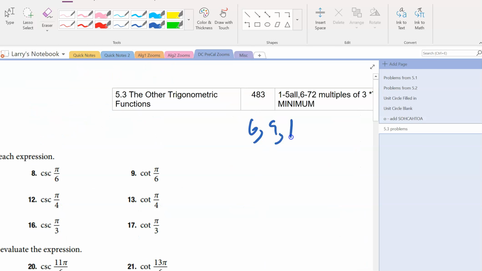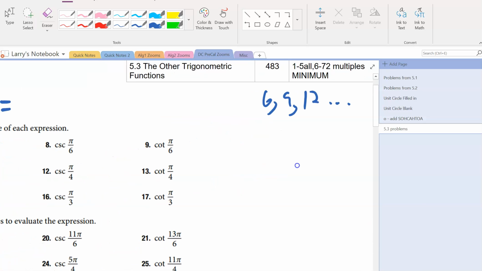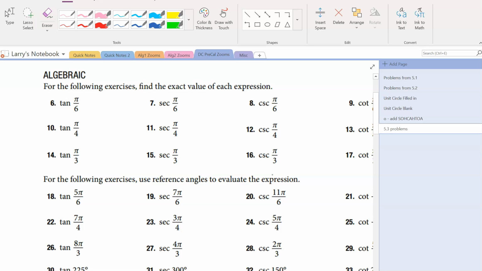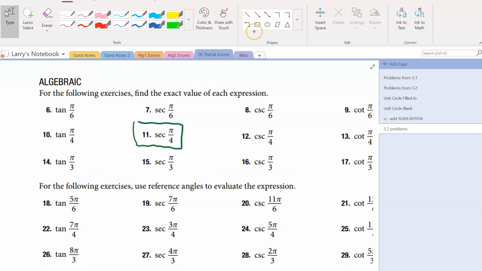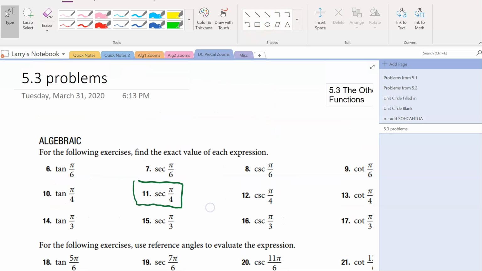So our assignment here is 6 through 72 multiples of 3. That's 6, 9, 12, so forth. Let's do one more from this first group. Let's look at number 11, secant of pi fourths. All right, we want to look at secant of pi fourths.